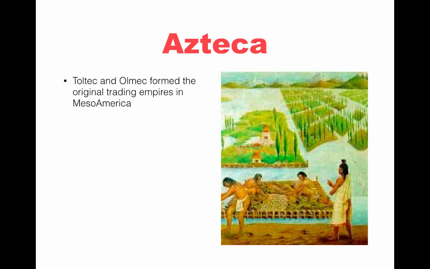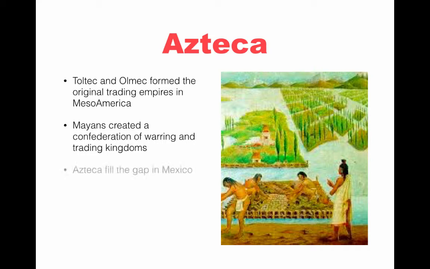It started off really with the Toltecs and the Olmecs. They formed the original trading empires of Mesoamerica and then disappeared. We don't know why, but we can guess it was probably environmental reasons. After them, the Mayans created a confederation of warring and trading kingdoms. Again, disappeared. We don't know why. Probably environmental reasons. But the Azteca are going to fill that gap in Mexico.